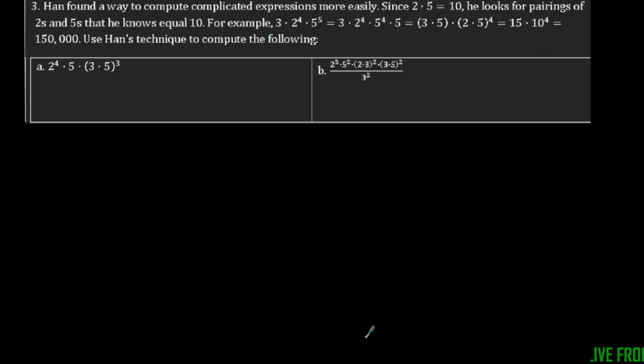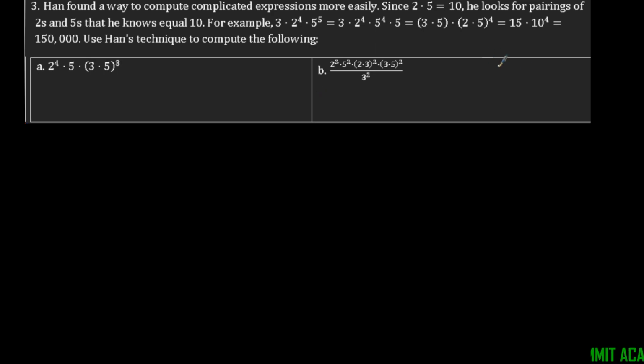Moving to the back, it says Han found a way to compute complicated expressions more easily. And it says since 2 times 5 equals 10, he looks for pairings of 2's and 5's that he knows equal 10. For example, 3 times 2 to the 4th power times 5 to the 5th power is the same as 3 times 2 to the 4th times 5 to the 4th times 5. So what they did was they broke apart the 5 and they broke it into a 4 and a 1.